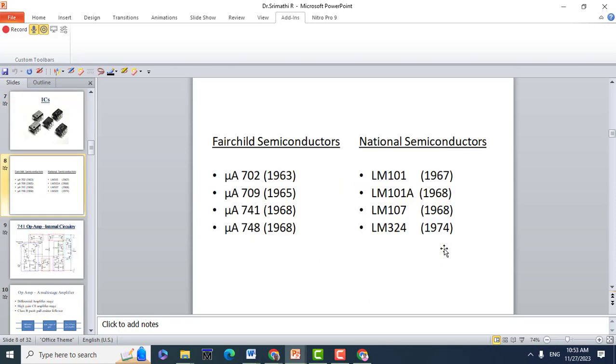Okay. So which semiconductor manufacturing companies manufactured this operational amplifier? In 1963, Fairchild made operational amplifiers 702, and later 709, 741, 748. And National Semiconductor made LM101, 101A, 107, and 324 in 1974, of which we are going to focus on the 741 from Fairchild Semiconductor.